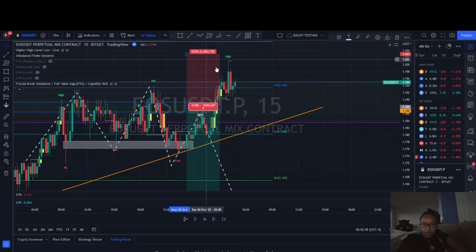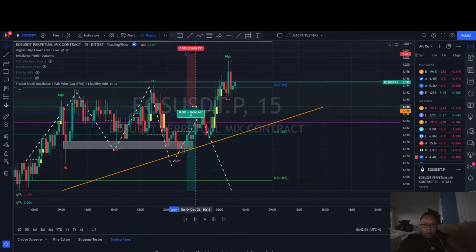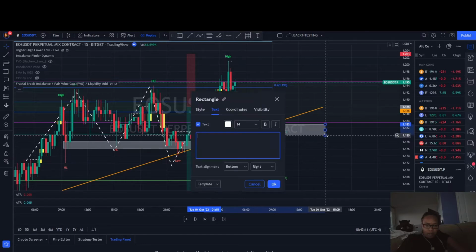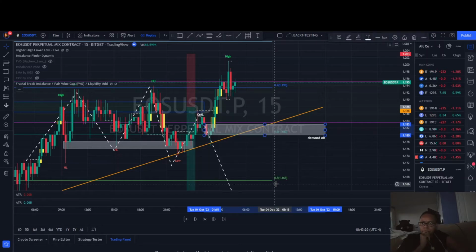So let's move this over for the moment, and let's adjust. So this is the break. So entry would be for the last red candle. That order block at least would be the last red candle. So this would be our demand area, our demand OB. Okay.